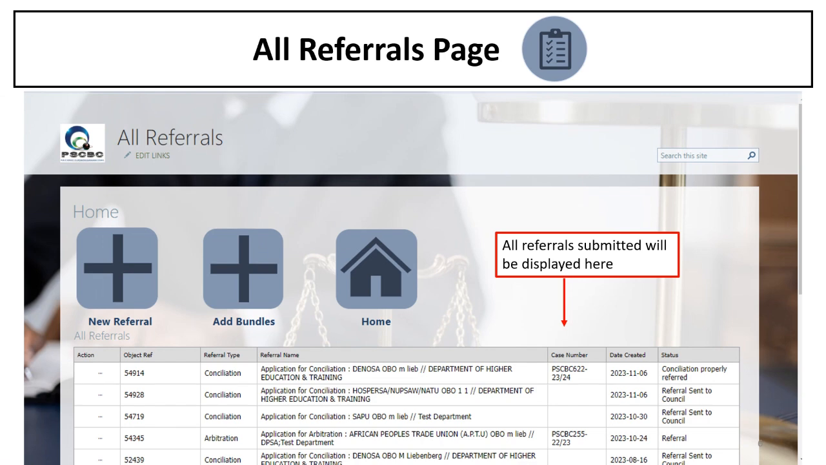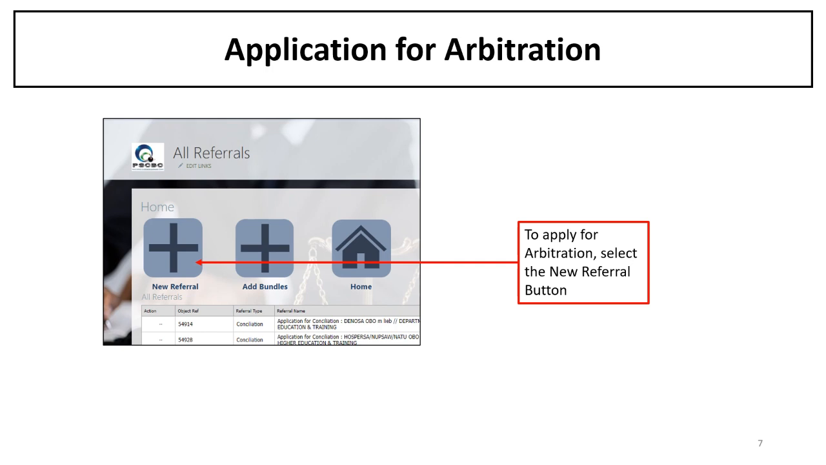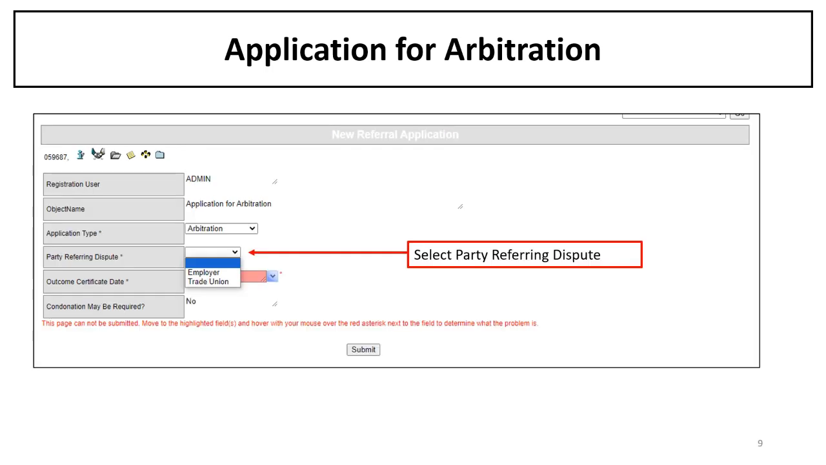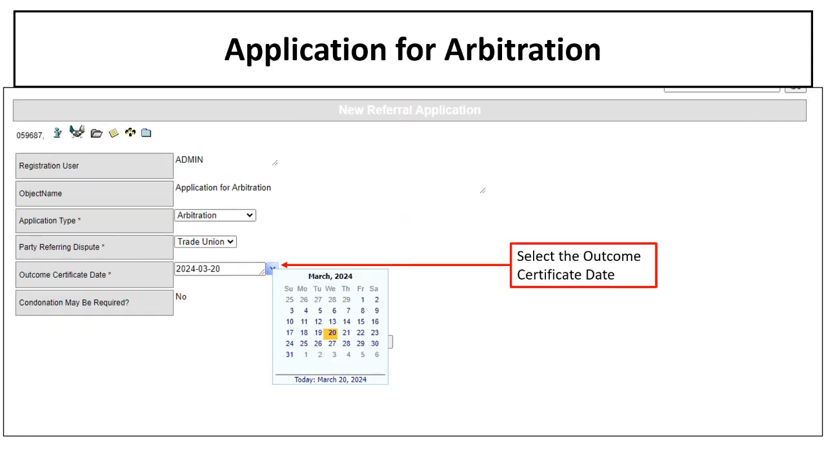To apply for arbitration, select the New Referral button. At Referral Type, select Arbitration. Select the party referring the dispute. Select the date that the outcome certificate was issued.